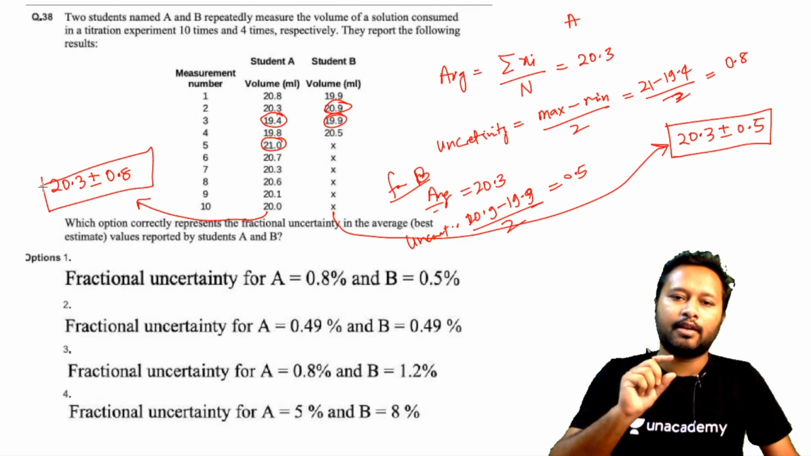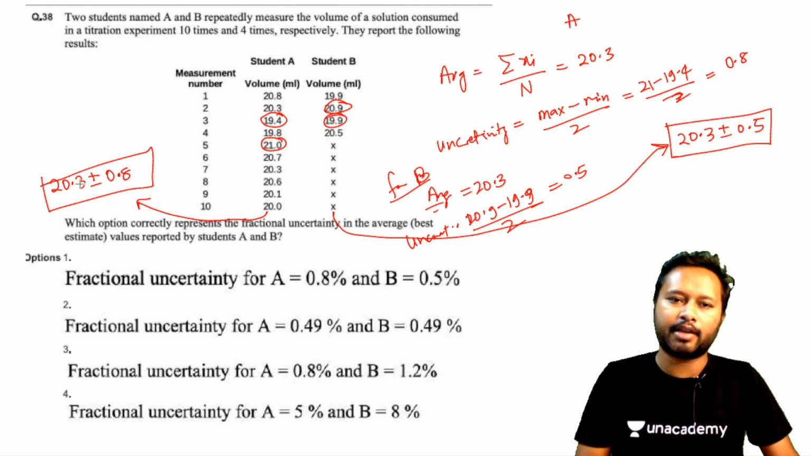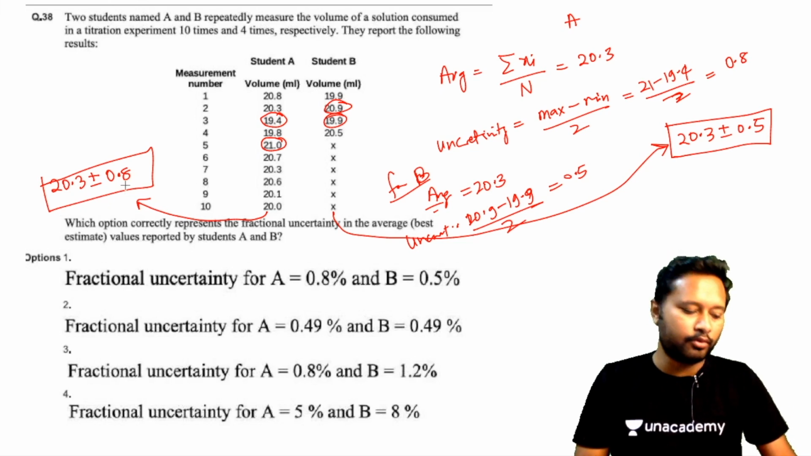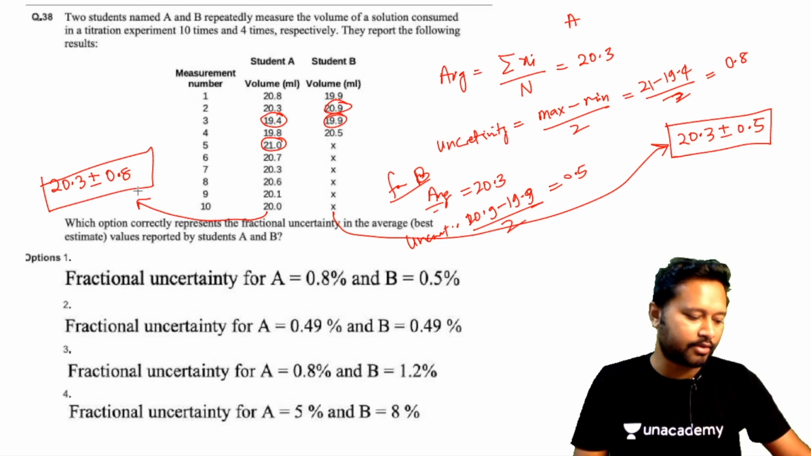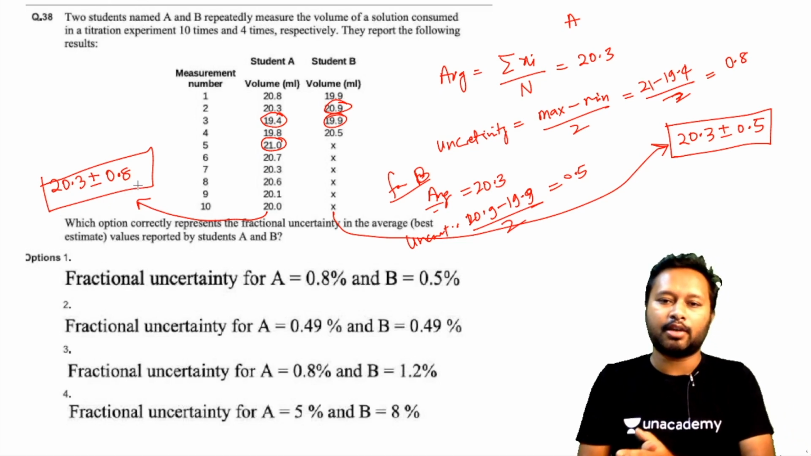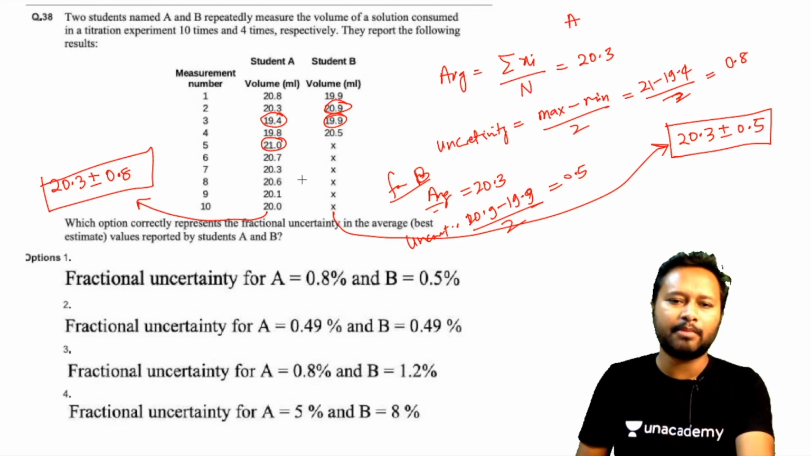The fractional uncertainty is calculated as the uncertainty divided by the average, times 100. But if you do that, you are not actually getting any of the options. Try to do it on your own, but that will not give you any of the options. What I believe is they might have just taken these values directly, and that is what gives the answer. So it becomes option 1 as the correct one. That's the most probable answer I think should be there.